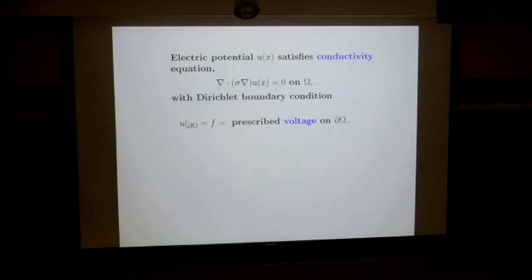Now, the electrical potential U satisfies the conductivity equation, which is this divergence form equation, divergence of sigma grad U equals zero on omega. Let's assume that there are no electrical sources or sinks inside of the body. I'll come back to that in a moment. And it has Dirichlet boundary conditions, which is U restricted to the boundary is F, the prescribed voltage which we set up using the electrodes. Under the assumption that sigma is, say, an L-infinity function bounded above and below by positive constants, this is a uniformly elliptic boundary value problem. It's a very nice problem.